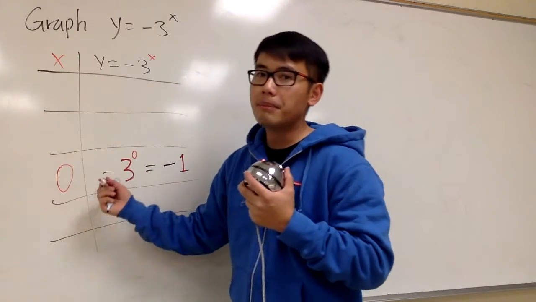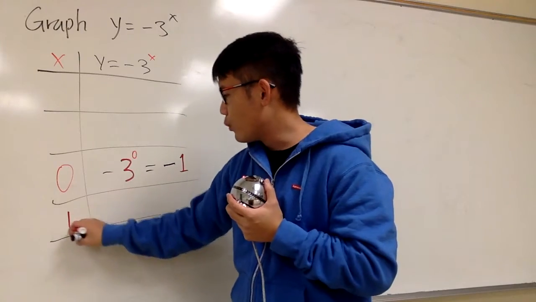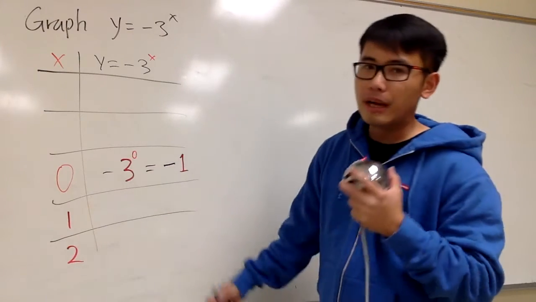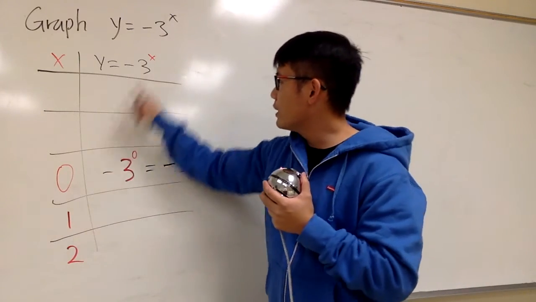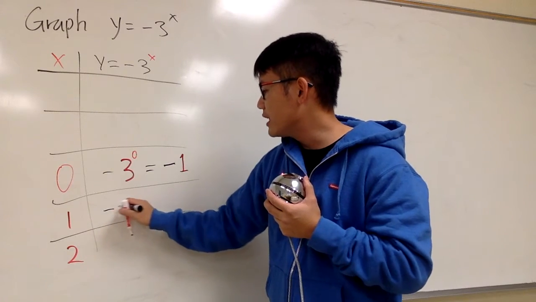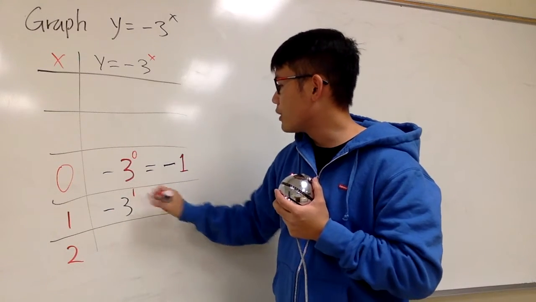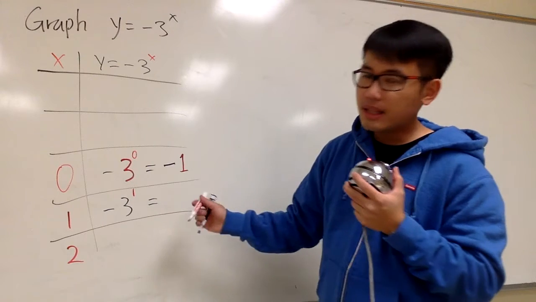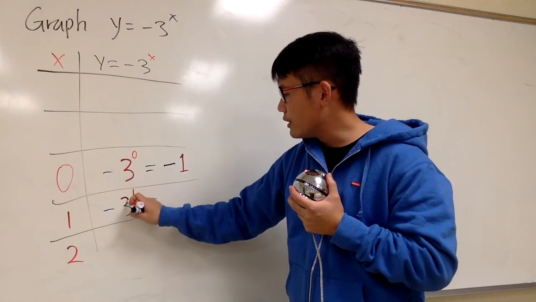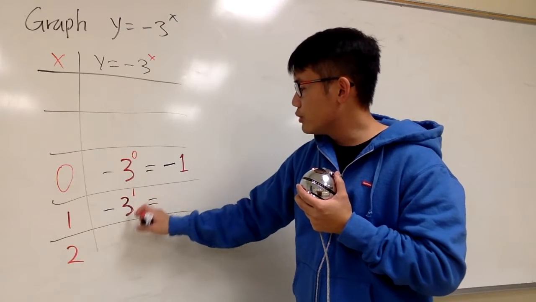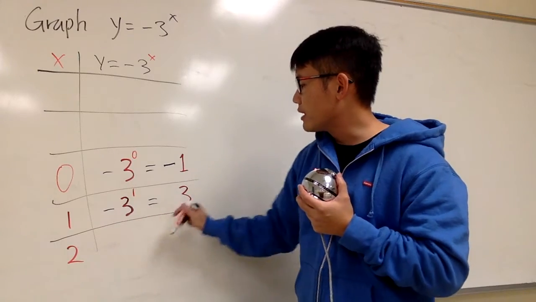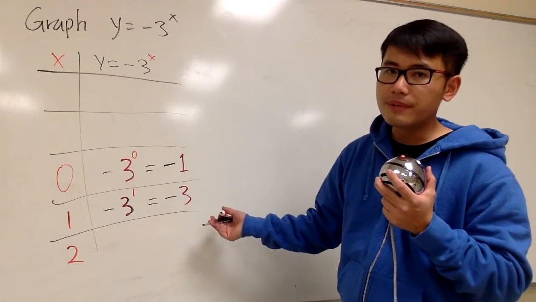And as I said, I'm going to pick some negative x values and positive x values. Let me just do the positive version first. I'm going to pick 1 and 2. I'm just going to work this out. Plugging 1 into this x right here, we will have negative 3 to the first power. And once again, this 1 is only good for the number 3. And we know 3 to the first power is 3, and we maintain that negative, so we have negative 3.